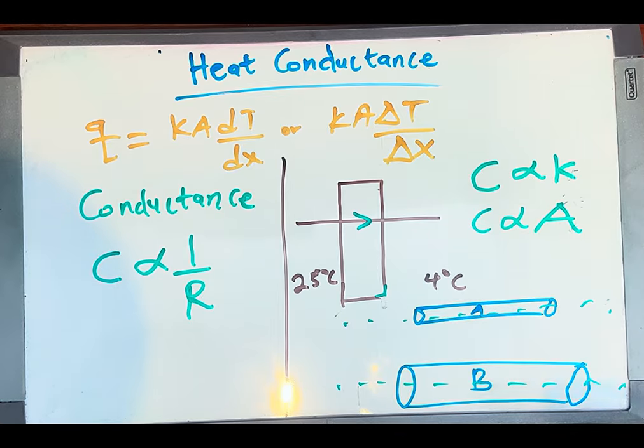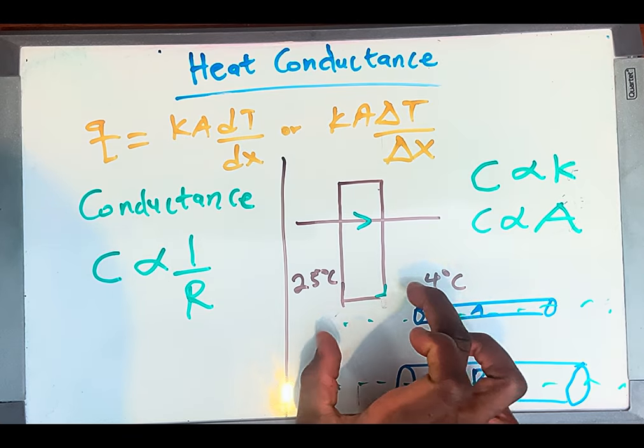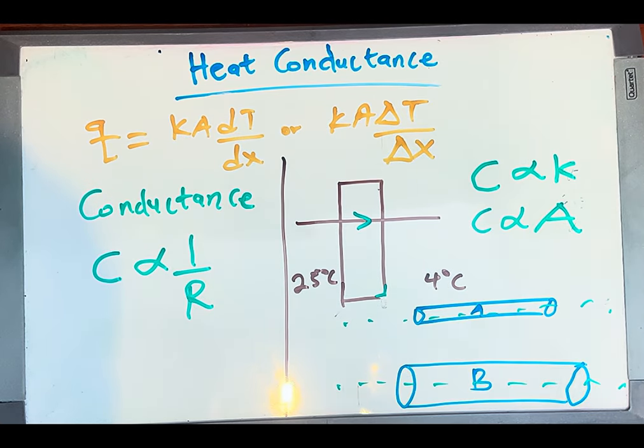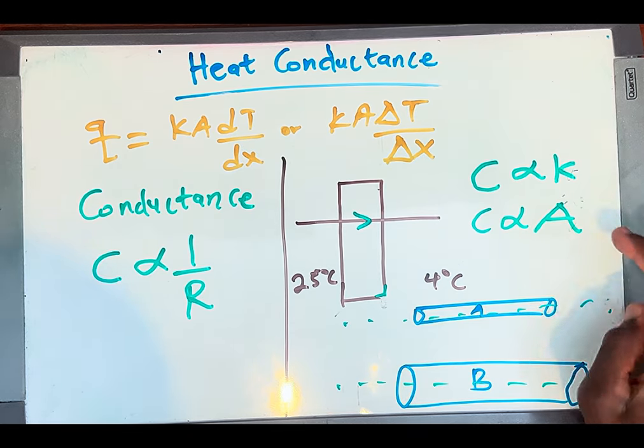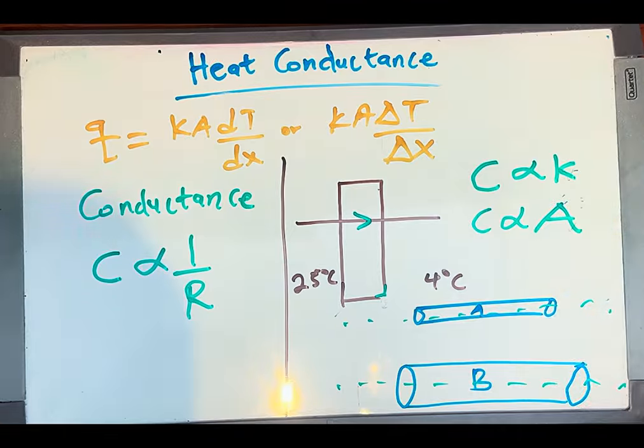This is similar to how heat flow occurs. If the cross-sectional area of the material is big, then more heat will be able to flow through it rapidly, and hence the conductance will increase. So conductance is directly proportional to the cross-sectional area of the material.